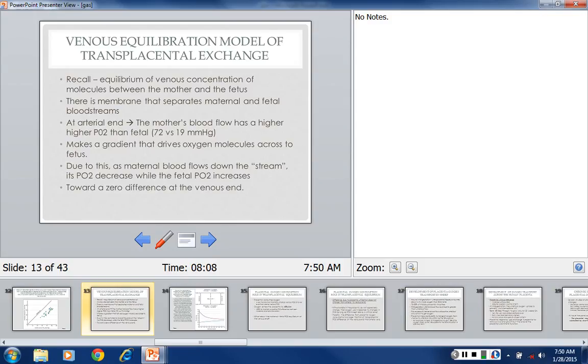And there is a membrane that separates the fetal and maternal bloodstreams. So at the arterial end, the mother's blood flow is much higher than the fetal. The PO2 is much higher. And it makes a gradient that's going to drive the molecules across as blood flows.